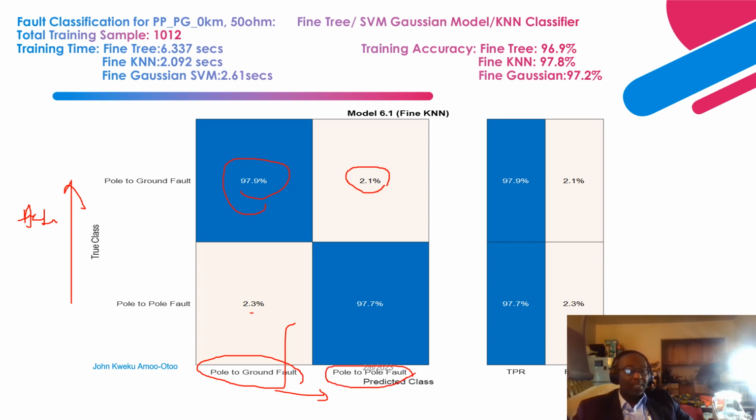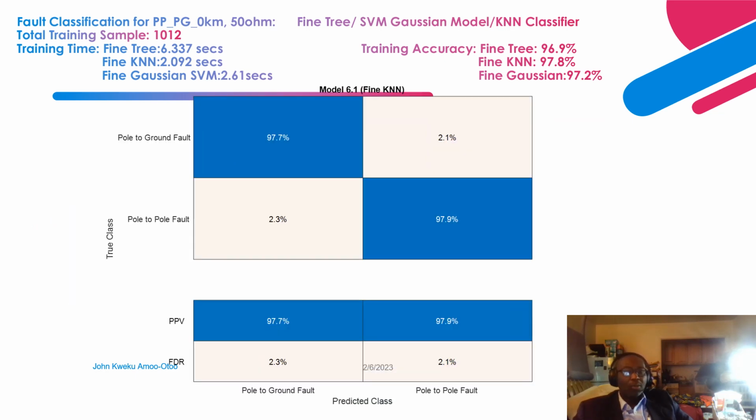And 2.3% of the pole to pole fault data were misclassified as a pole to ground, and 97.7% were correctly classified as a pole to pole fault. So it's the same confusion matrix, and basically the PPV is the same as this percentage over here, right? And FDR is basically your misclassification. So this one is a true positive classification, and this one is the false discovery rate. That is your misclassification.